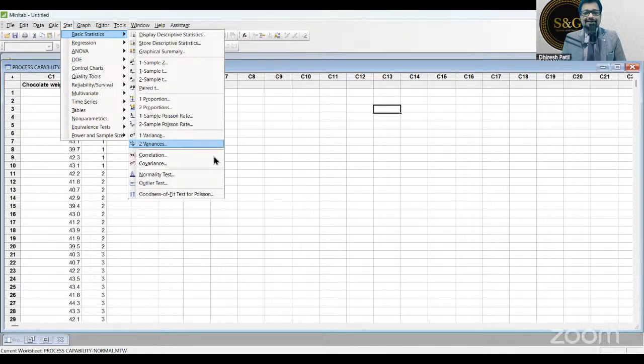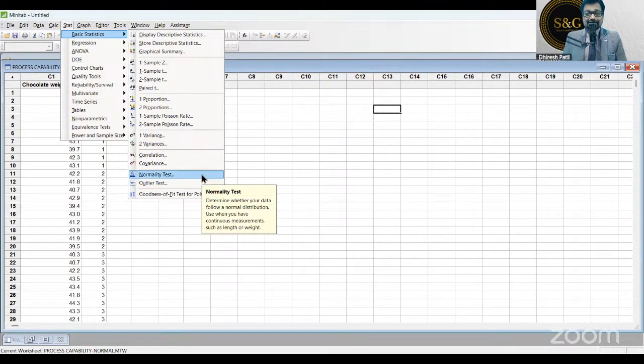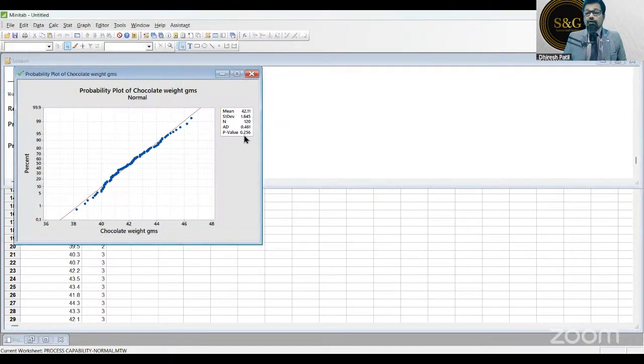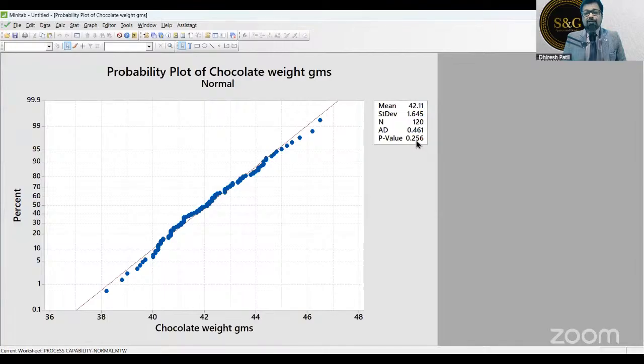Where do we find the normality test? Stat, Basic Statistics, Normality Test. Whether the data is normally distributed or not. Once you click on that, just put chocolate weight into the variable and click on OK. You will see the p-value here. The p-value is 0.256. If the p-value is greater than 0.05, it is normally distributed. That's why we have selected Normal.